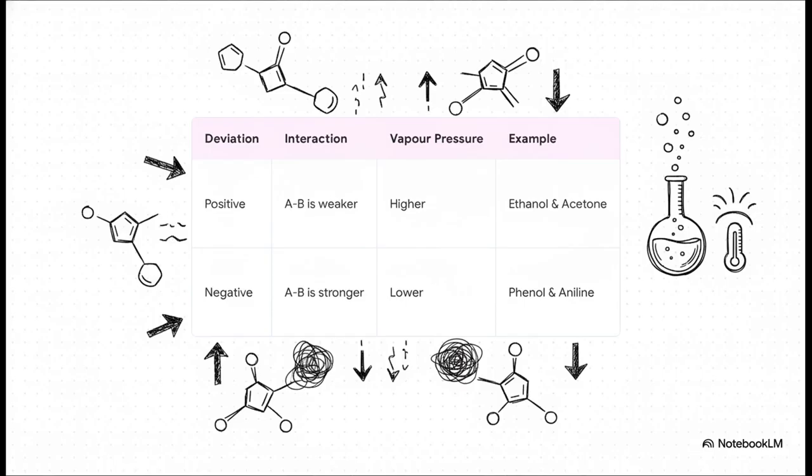Conversely, if you mix phenol and aniline, they form new, surprisingly strong hydrogen bonds. They hold on tight. This drops the vapor pressure, creating a negative deviation. And at extreme levels, these deviations can even create azeotropes, which are mixtures like nitric acid and water that end up boiling at a completely fixed, constant temperature.